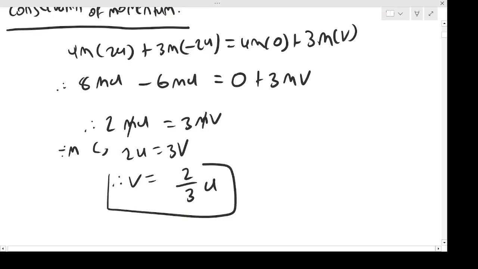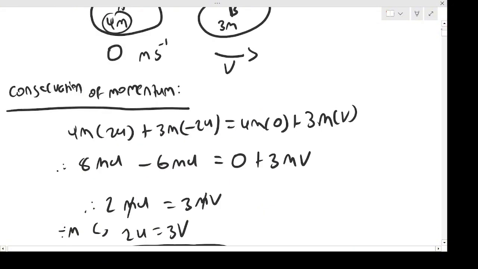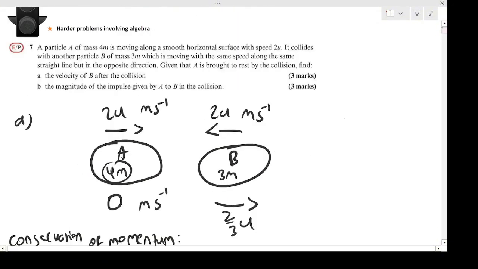Now that's not a physical number like we used to have, but that's still fine. That's still my answer, it's just in terms of u. That is my answer for v, so 2/3 u. That is the velocity of B. It's a very common thing that we need to leave our answer in terms of u.